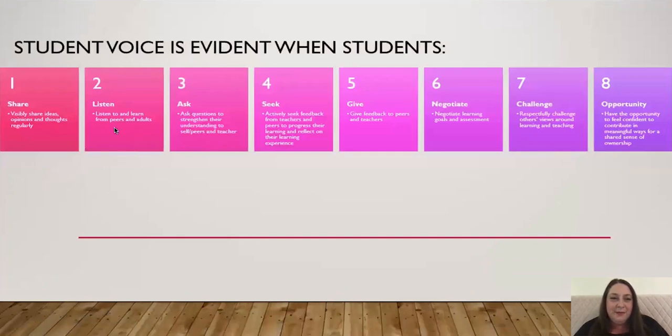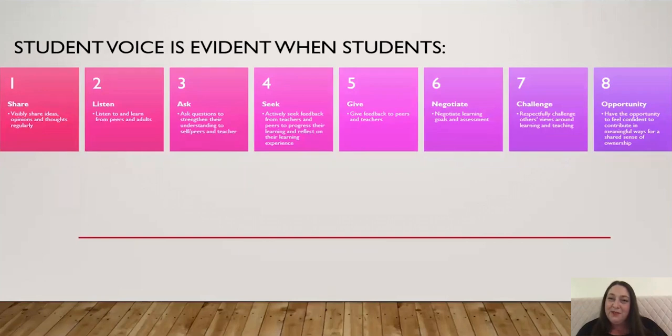So this is a little bit hard to read, but I will go through each one. So if student voice and agency is evident in a classroom, we'll be able to see students visibly sharing ideas, opinions, and thoughts regularly. They will be listening to each other. They'll be asking questions, so it won't go back to that no questions or only 2 questions. They'll be asking questions to strengthen their understanding from self, peer, and their teacher. They'll actively be seeking feedback from teachers and peers.